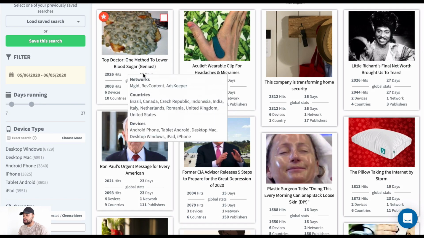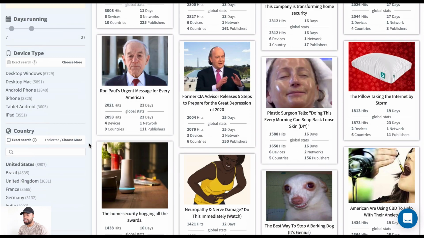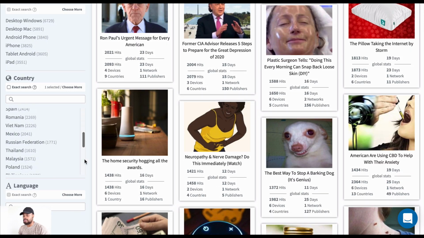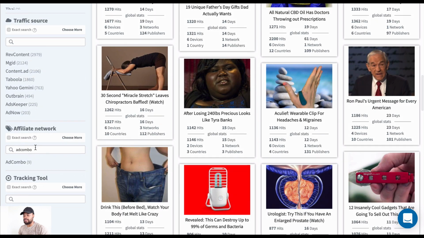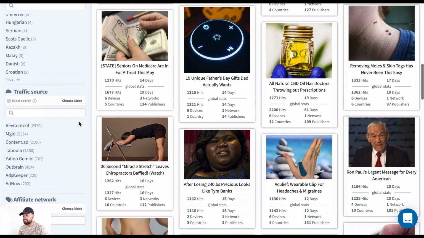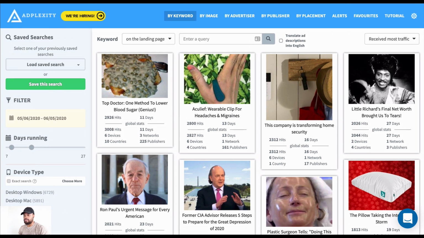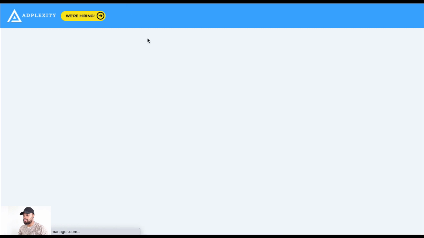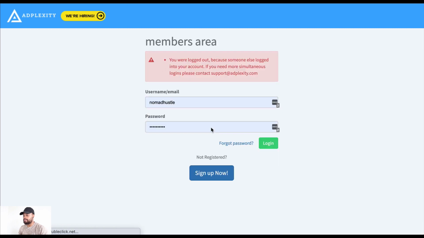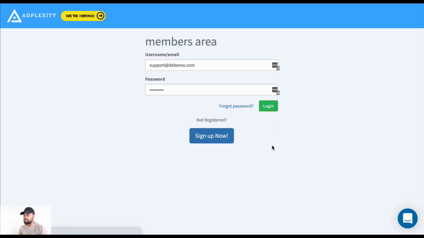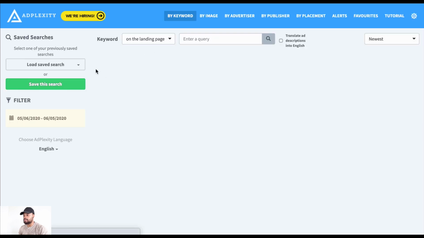We can see here Top Doctor, one method to lower blood sugar. This is all US offers. I believe I have Ad Combo as the affiliate network. So let's remove Ad Combo. And let's take a look now. Let's see, did I remove it? Yep. So let me see if I refresh this. Let's see if we can get back in. Okay, here we are.